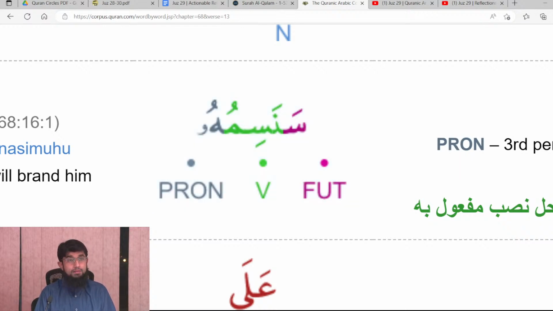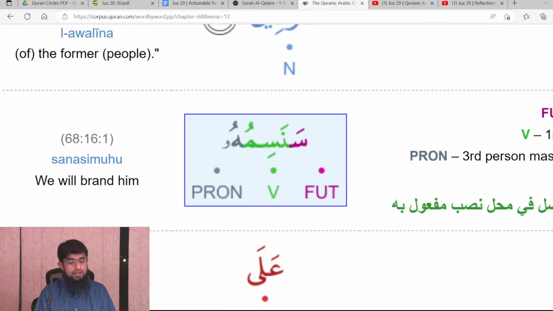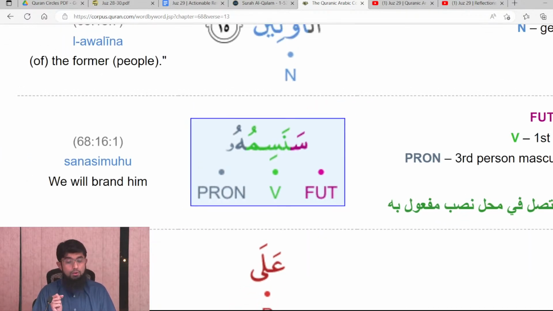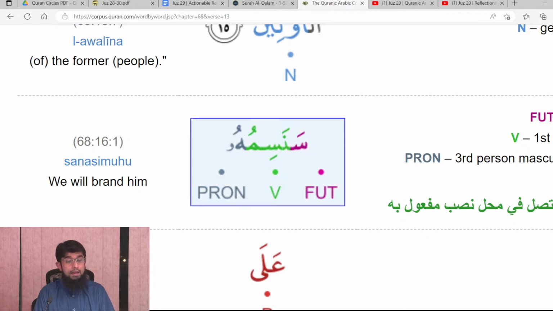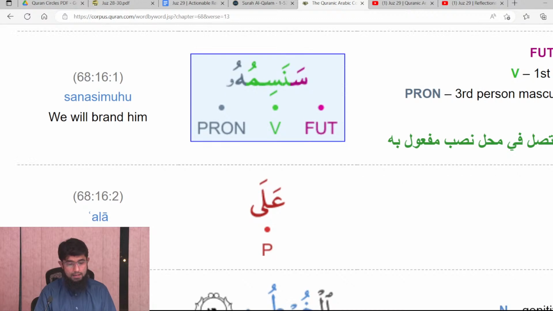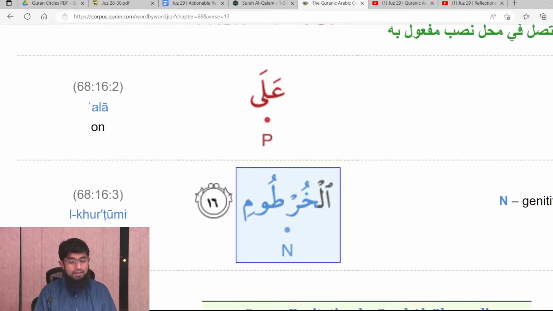We. So what is the action here? What is the action here? Brand. Who is branding? Allah subhanahu wa ta'ala. So the we. Where's the we coming from? Noon. And who is for him? Sanasimuhu, we will brand him. So him is coming from who? Ala.